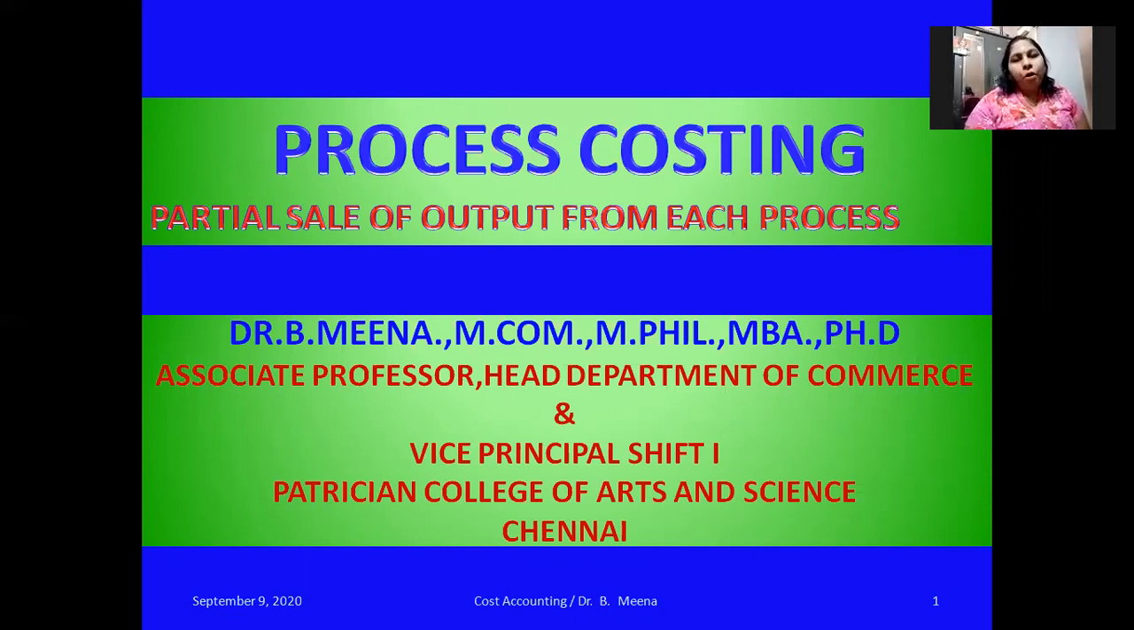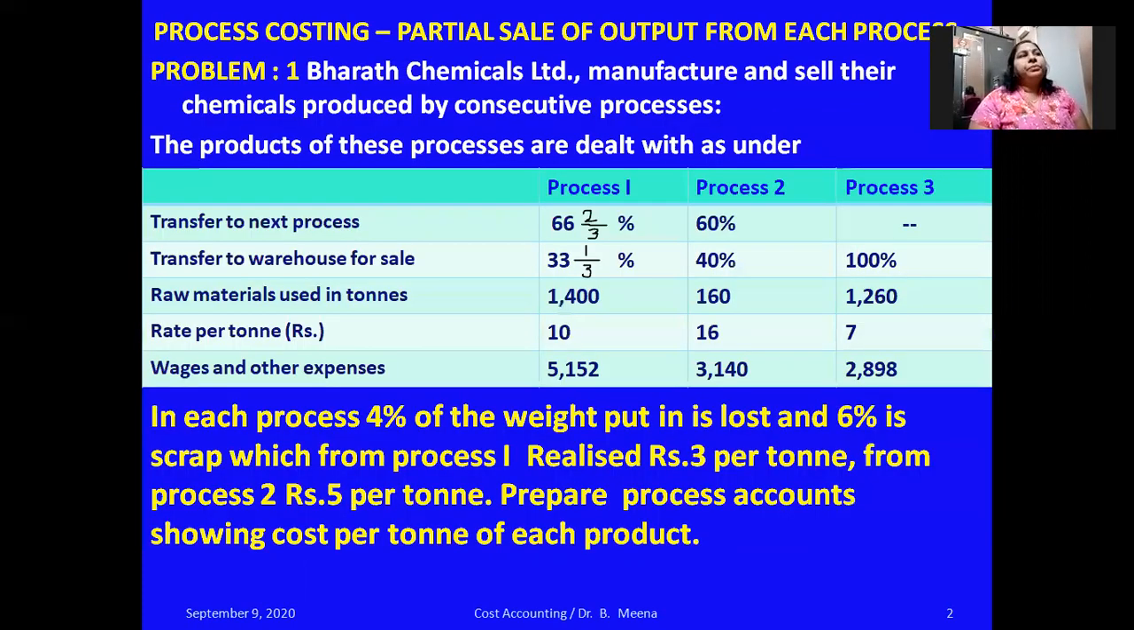Let me check one problem, how to prepare process accounts under the partial sale of output from each process model. Bharat Chemicals Limited manufactures and sells chemicals produced by consecutive processes. The products of these processes are dealt with as under. We have three processes, process 1, process 2, process 3, and we have the information on what percentage transfers to the next process as input.